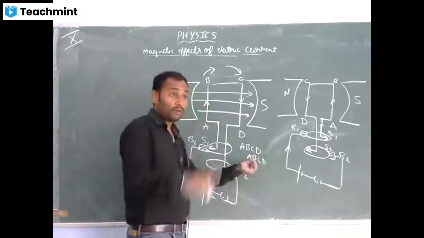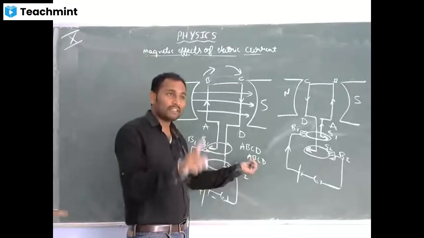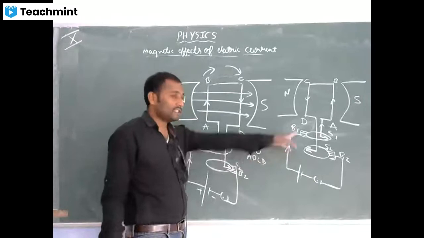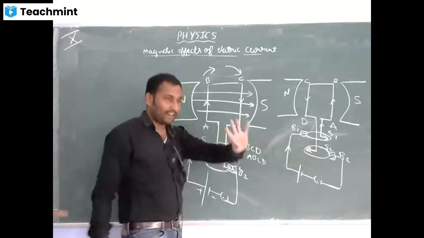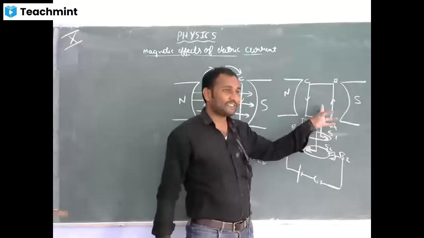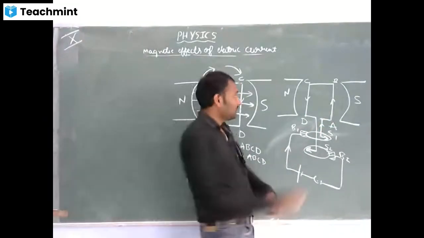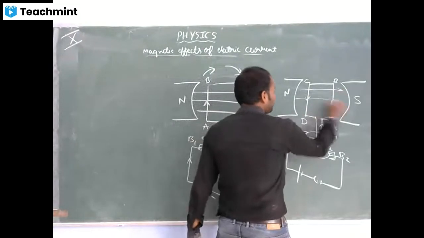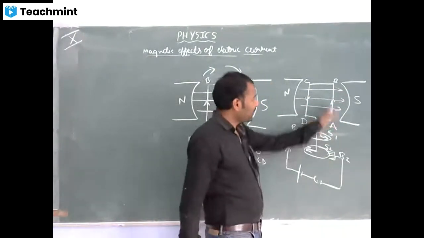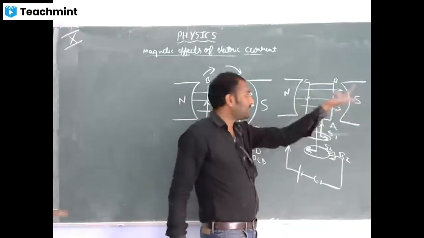Now you know in the previous case, commutator splitting is the reason to reverse the direction of current. So in this, with the help of slip ring, it will not reverse the direction of current. So, but what happens? So let us see what happens. So magnetic field is from north to south. So current is going like this. So current is up, magnetic field is this side.